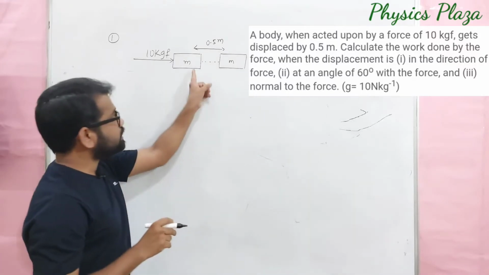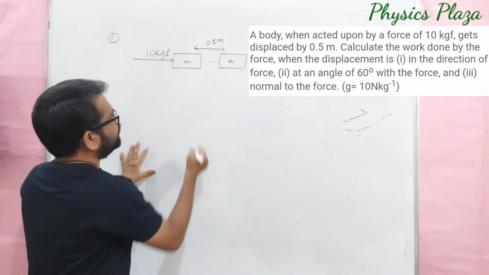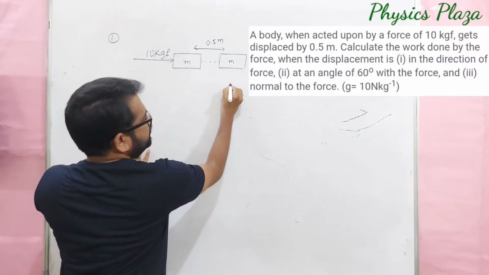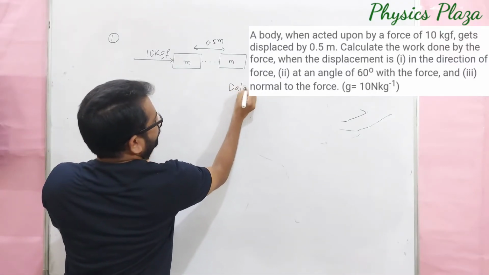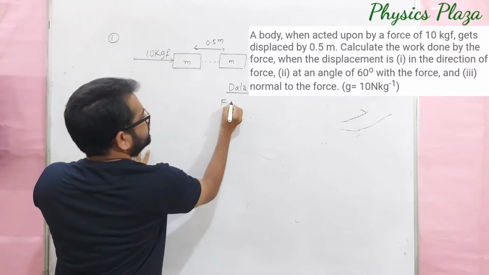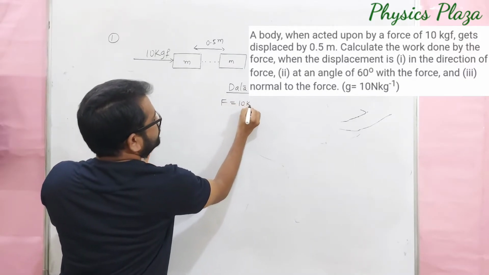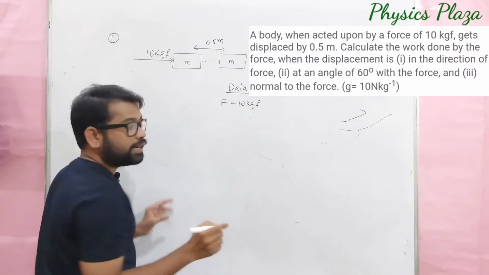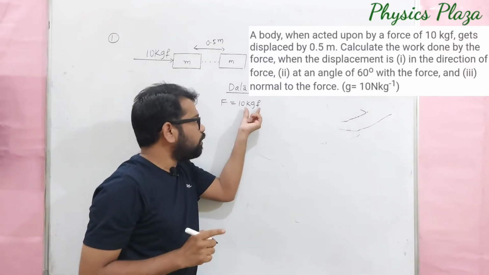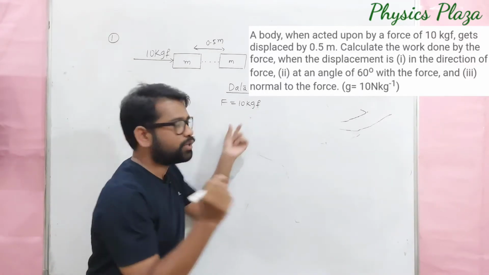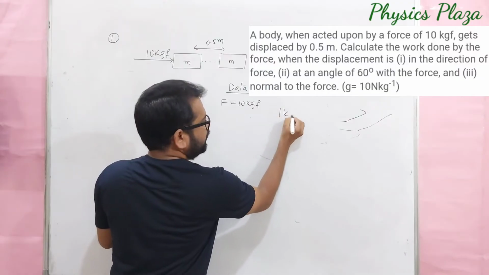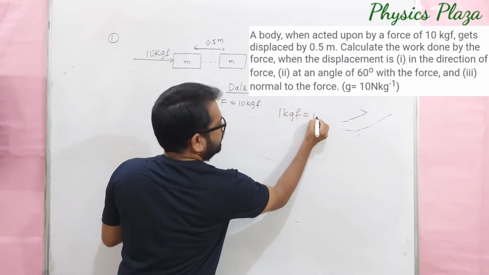Let us see. First, let us write the data. What is actually given, dear children? Force is given. So the data is: force is equal to how much? 10 kgf. But dear children, we know that 1 kgf is equal to 10 newtons. We know that 1 kilogram force is equal to 10 newtons.